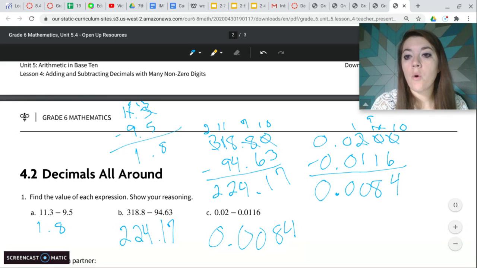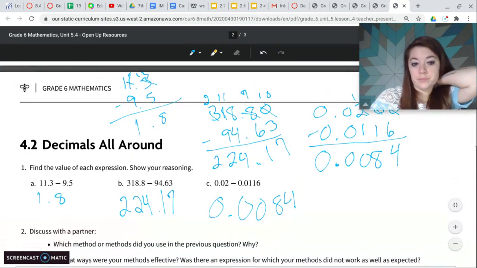Now, they can only be added to the end. We can't change the value of the number. Adding zeros to the end makes it an equivalent decimal, but it does not change the value of that number. It's still 200ths. It's just now with the extra zeros, it's 210 thousandths, which is equivalent. So you have to be careful there.